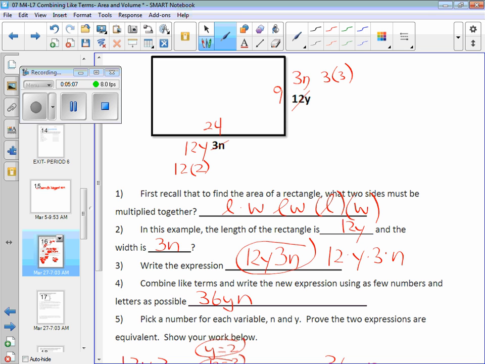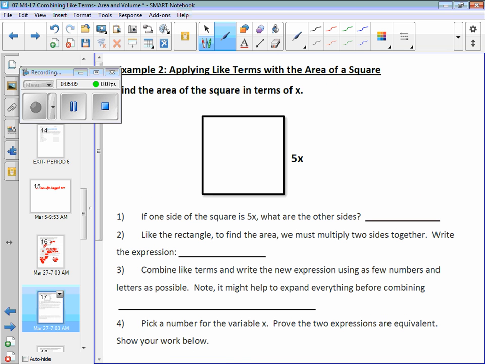Yes? All right. All right, what about the area of the square in terms of x? When you see this in terms of x, it means that you cannot solve it with an actual numerical answer. Okay? You could combine terms, and you're going to get a combined expression, but you will not know the measurement of that side unless I give you a value. We'll give you a value to test it.